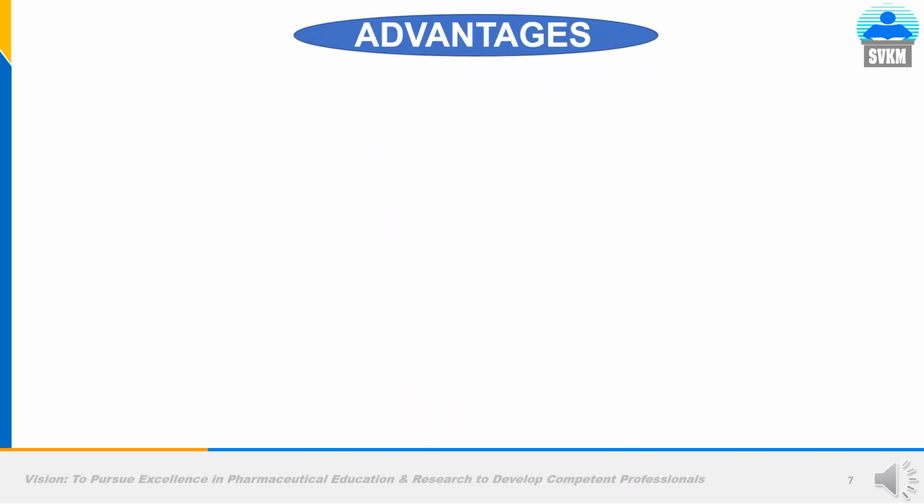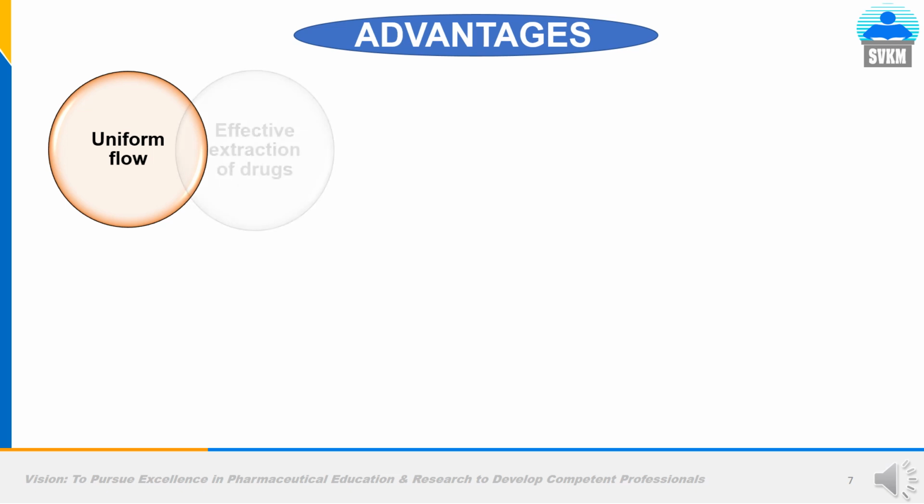Now we'll discuss the advantages and disadvantages of size reduction. First, we discuss the advantages. In that, first, uniform flow. Smaller particle size and controlled size distribution promote the flow of powder into the die during compression of tablets, and the same principles are used in the production of capsules. Second advantage, effective extraction of drug.